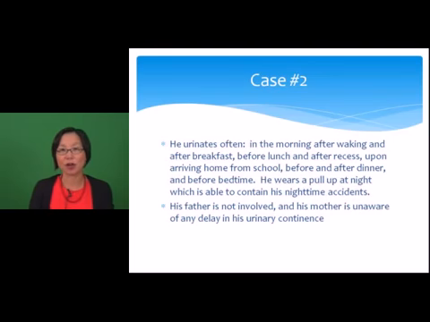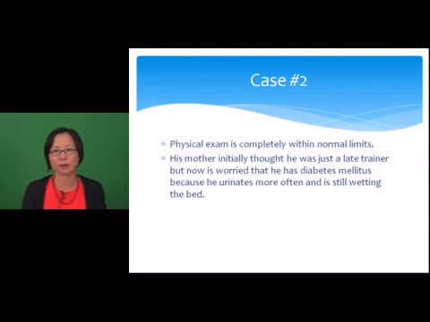He is noted to pee often. He urinates in the morning after waking and after breakfast, before lunch at school and after recess, when he comes home from school, sometimes twice before dinner and once after dinner and once before bedtime. He wears a pull-up at night, and he doesn't typically wet through the pull-up. His father is not involved, and his mother is really unaware of any history of him being a bedwetter.